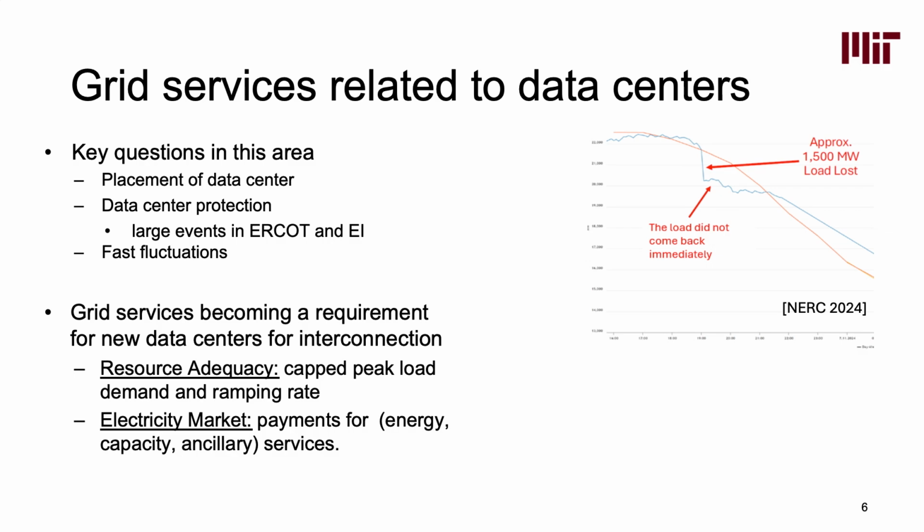And thirdly, something people have noticed before but that really didn't get much attention from the general public is the fast fluctuations. Basically, the data center loads, because they are electronics, are super fast, which means they can also change very quickly. And I'm going to show some examples very soon.